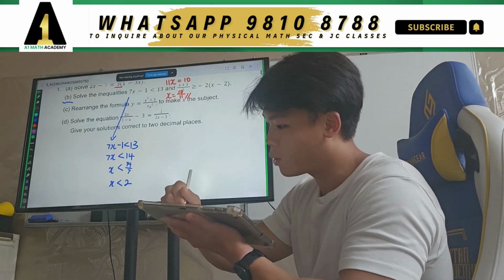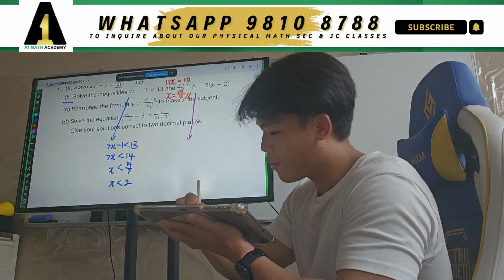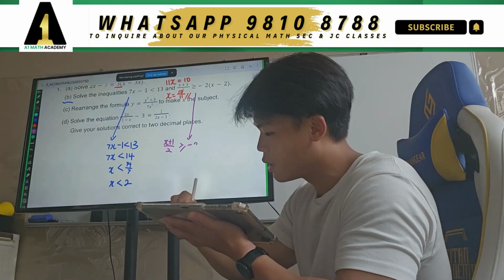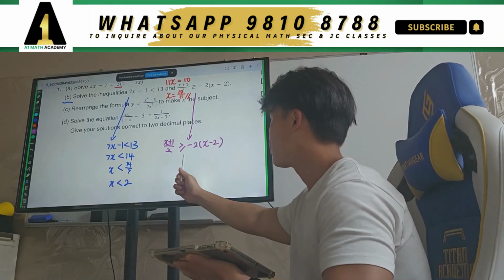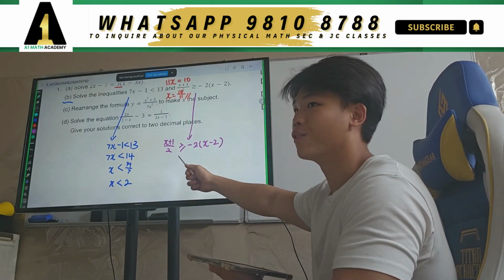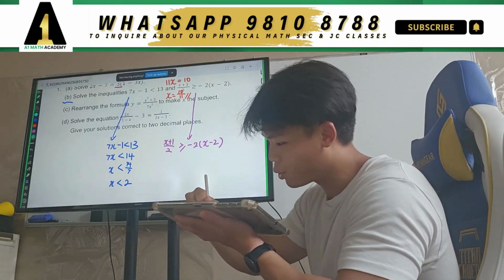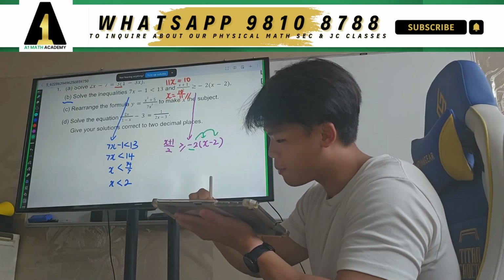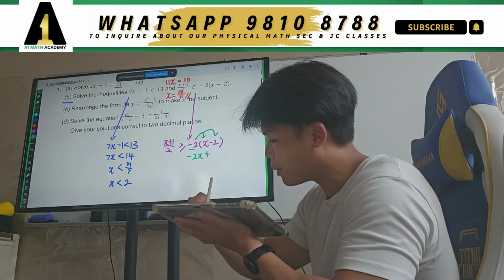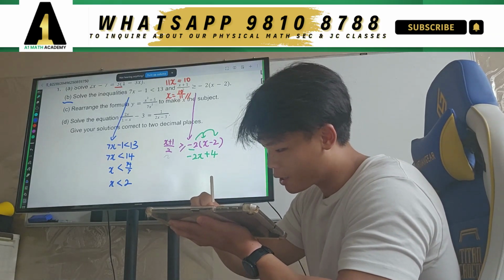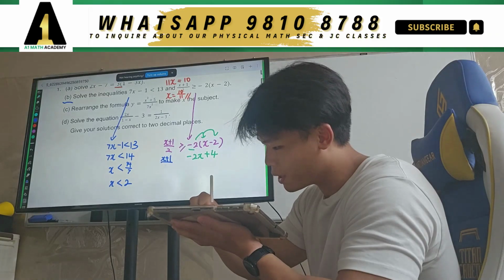Then for the second one, it's a little bit more complicated. You have x plus 1 over 2 bigger than or equals to minus 2, x minus 2. Okay, so what will you do in this case? Like what will be your first step? Okay, you expand first, right? Okay, fair enough. So you expand it inside. So you get minus 2x plus 4. Make sure you flip this sign. And then you have x plus 1 over 2 bigger than or equals.